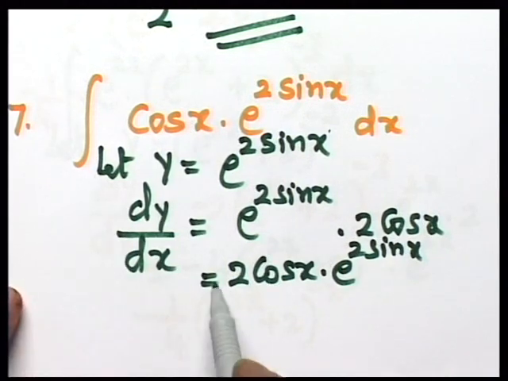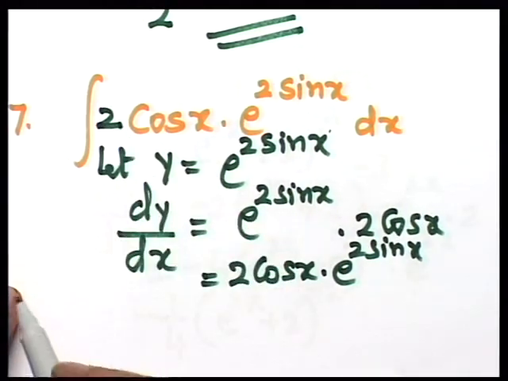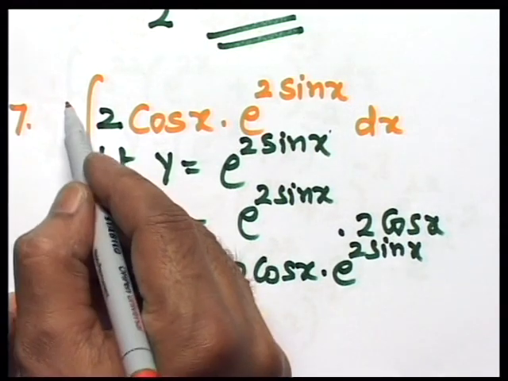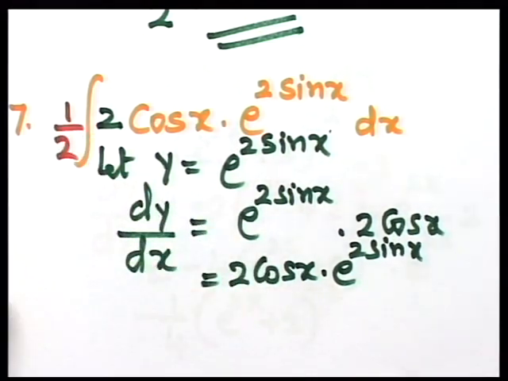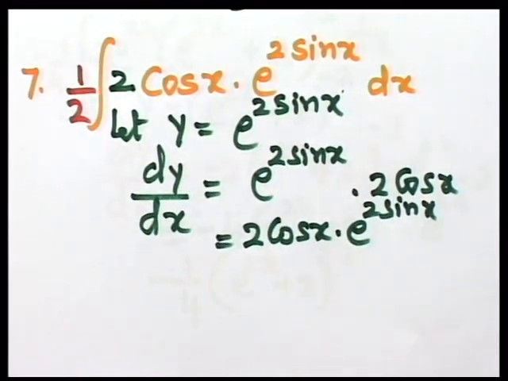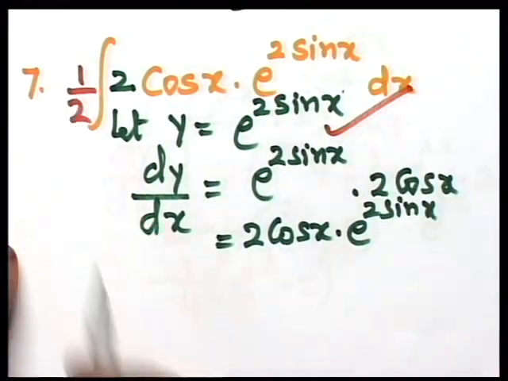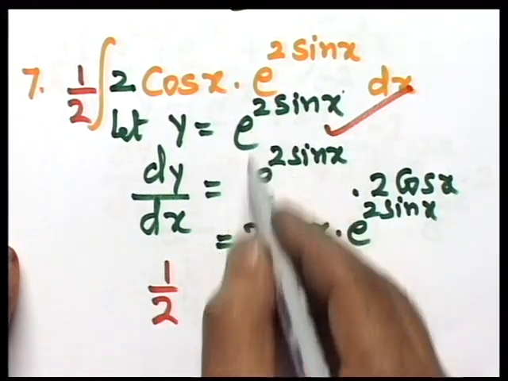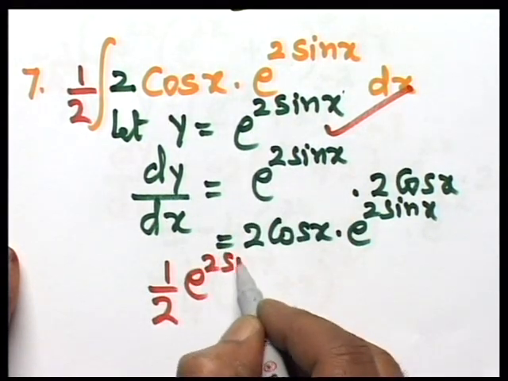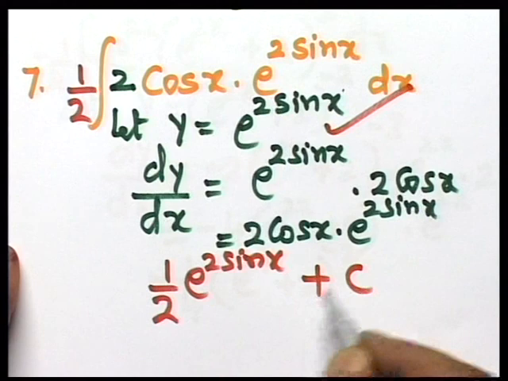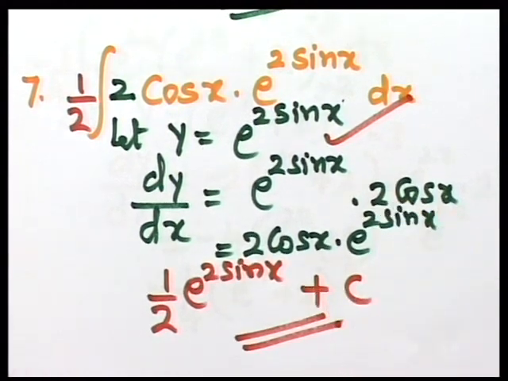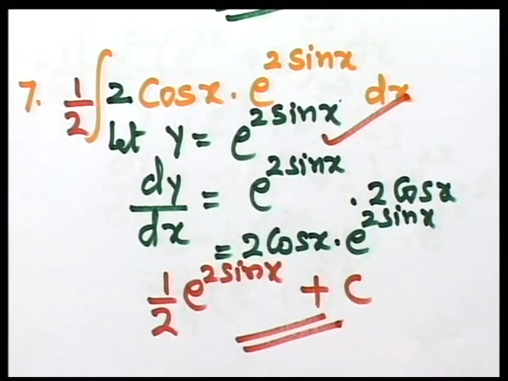And a 2 in the front is missing, so write a 2 there and multiply by a half. Do not forget that. So what's the answer, guys? Whatever you guessed is the answer with that fraction. So it's a half e to the power 2 sine x plus c. So these are guessing style sums. We did 7 questions.